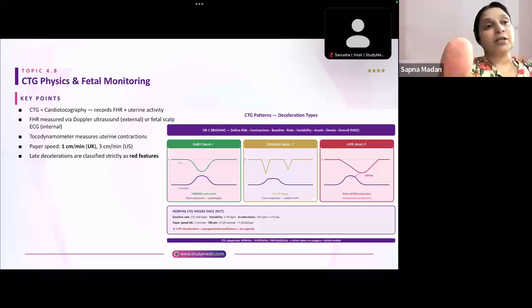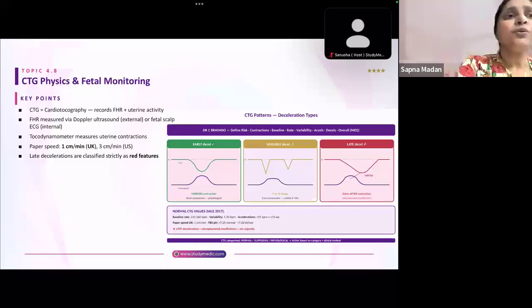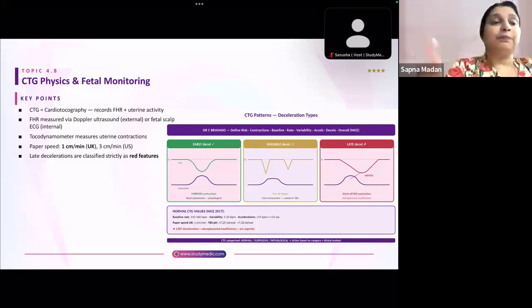So cardiotocography is not only recording the baby's heart rate, it is also recording the uterine activity. And the baby's heart rate can be measured bedside by Doppler ultrasound or by fetal scalp electrodes. And there is a tocodynamometer, which is attached to the maternal tummy, which is going to measure the uterine contractions.